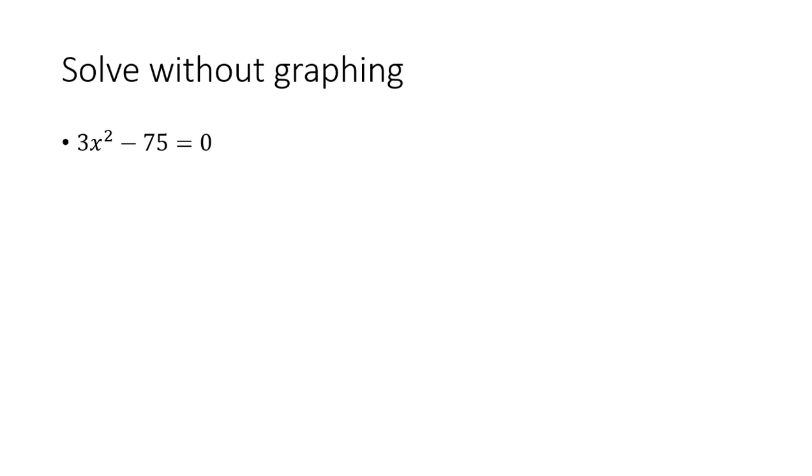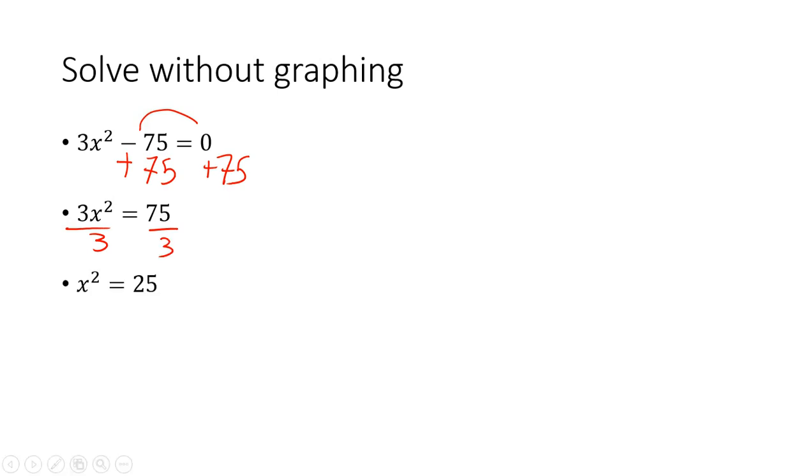Okay, so let's say we have this function and we want to solve it without graphing. If we don't want to use graphing, all we're trying to do is get x by itself. The first thing we want to do is move this 75 to the other side. Since it's a minus 75, we're going to have to add 75 to both sides, which gets us our number. Then we have 3x squared equals 75, so we can divide both sides by 3. Now we have x squared is equal to 25.